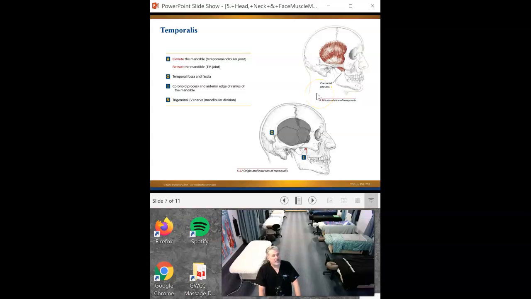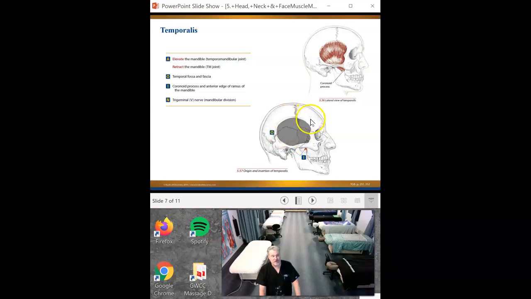Then the temporalis muscle. Its origin, this gray spot here, is actually in something called the temporal fossa. And they also write in your book temporal fascia. That's because you remember the galea aponeurotica above here? The shower cap on your head? The temporal fascia actually attaches to that. So this shower cap goes down over here too. And look at how many bones get touched by this muscle.